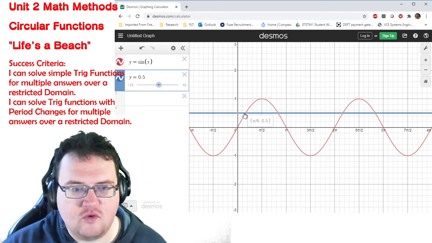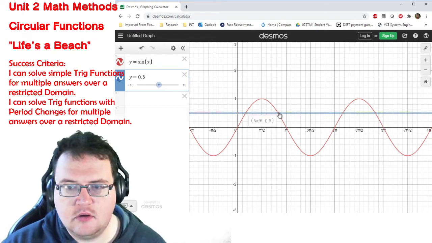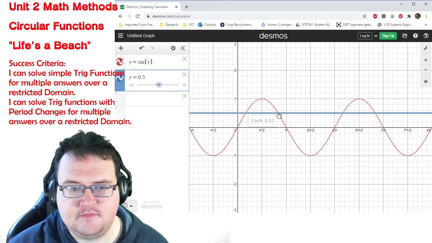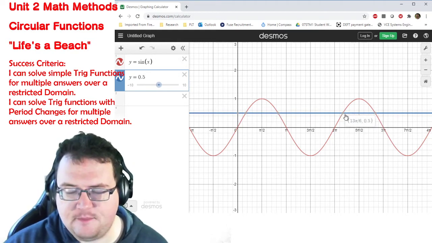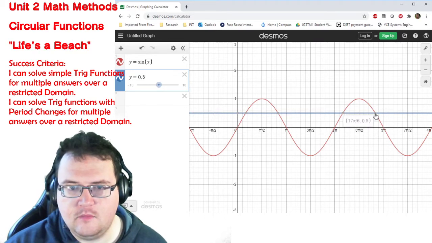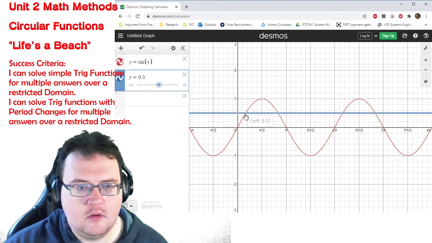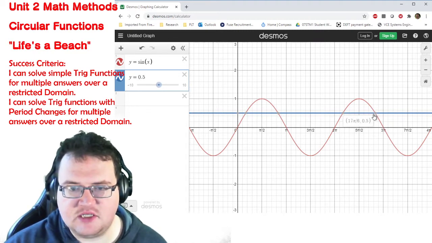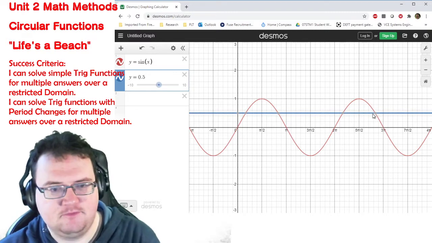And if I mouse across, it gives me the next one. And then the one after that. And then the one after that. And it just goes through and gives me what I need. So it's pi on 6, 5 pi on 6, 13 pi on 6, 17 pi on 6.